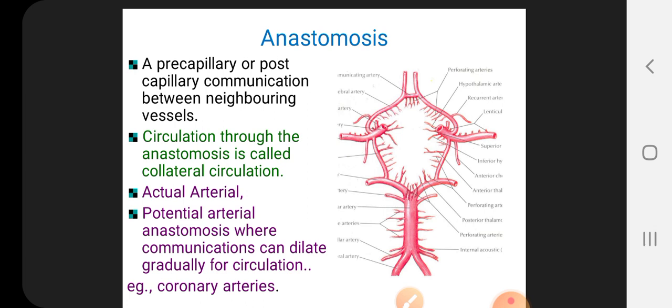Definition: a pre-capillary or post-capillary communication between neighboring vessels is called anastomosis. I repeat, a pre-capillary or post-capillary communication between neighboring vessels is called anastomosis. Circulation through this anastomosis is called collateral circulation.